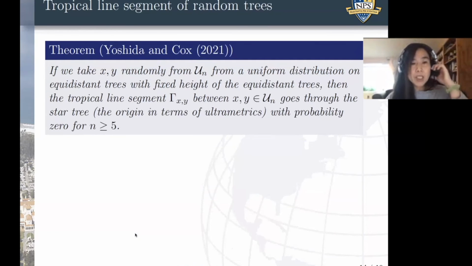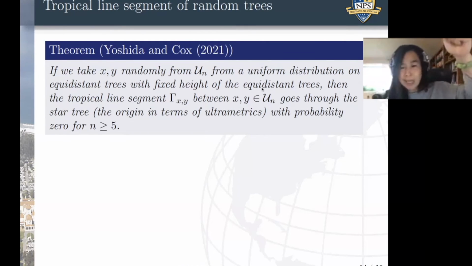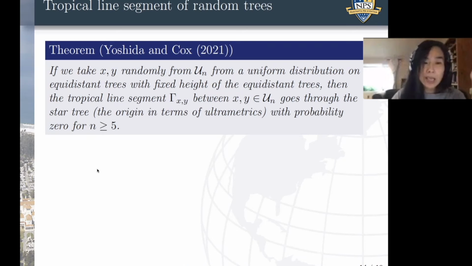All right. So first theorem. Suppose that we take x and y randomly. Those are ultrametrics, and randomly means uniformly. Then the probability that this tropical line segment contains the origin is equal to 0 if n is greater than or equal to 5.